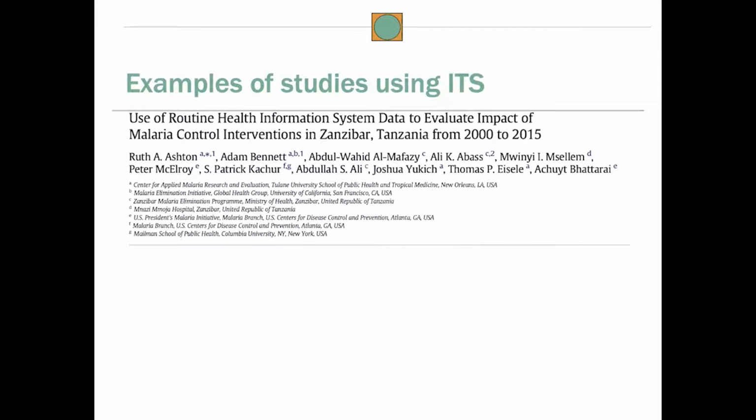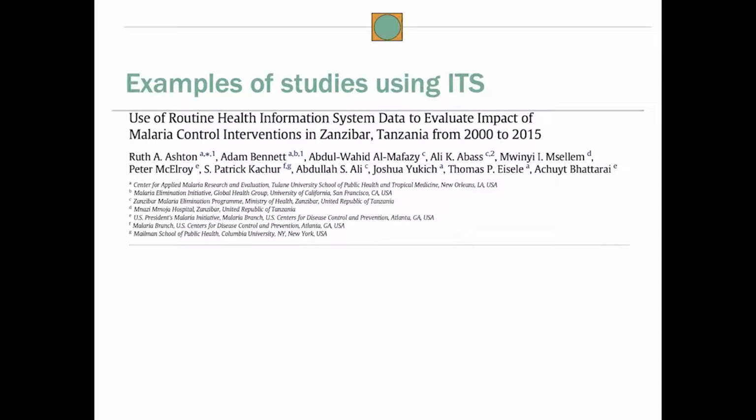So in the first study, we present titled Use of Routine Health Information System Data to Evaluate Impacts of Malaria Control Interventions in Zanzibar, Tanzania from 2000 and 2015, Ashton and his colleagues used routine health management information system data from Zanzibar's public health facilities, obviously using interrupted time series, to estimate the impact of malaria control interventions on confirmed malaria incidents and case management.